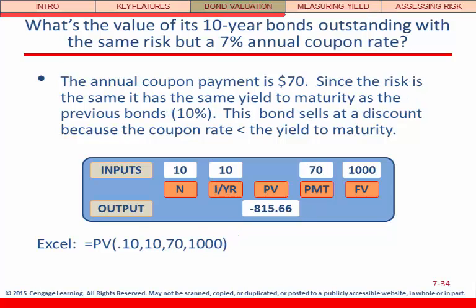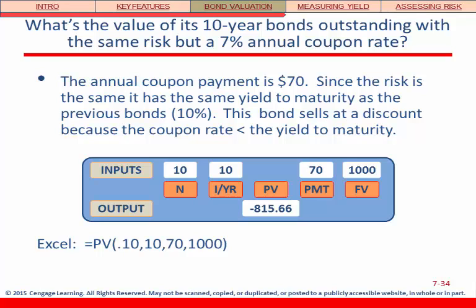What's the value of its 10-year bonds outstanding with the same risk but a 7% annual coupon? Okay, well, once again, everything's going to stay the same, except you're going to change your payment to $70. Why? 7% times 1,000 is 70. Okay, and you'll solve for your price or your PV, and you're going to get $815.66.